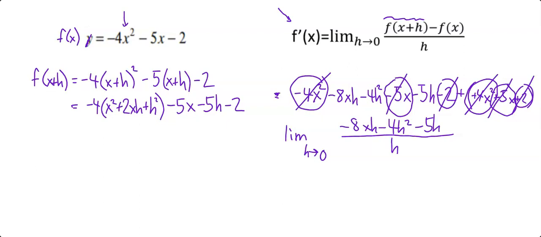But if you notice, all the terms in the top have an h term in them, so I can divide out the h part. That h goes away, that becomes just h, and that h goes away. So now I end up with the limit as h goes to 0 of negative 8x minus 4h minus 5. And now I can plug in a 0 for the h, and the answer becomes negative 8x minus 5.